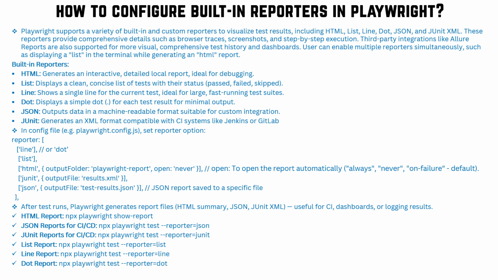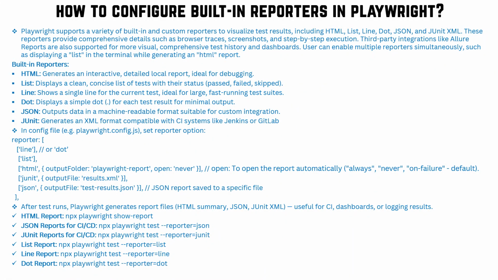The JSON reporter will display the output data in a machine readable format, which is primarily suitable for custom integration. JUnit will generate an XML format compatible with CI systems like Jenkins or GitLab.